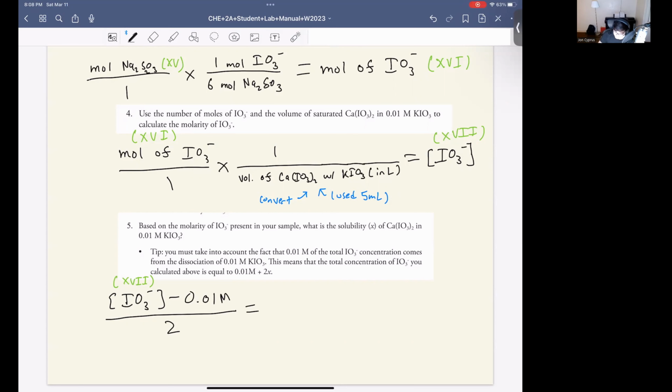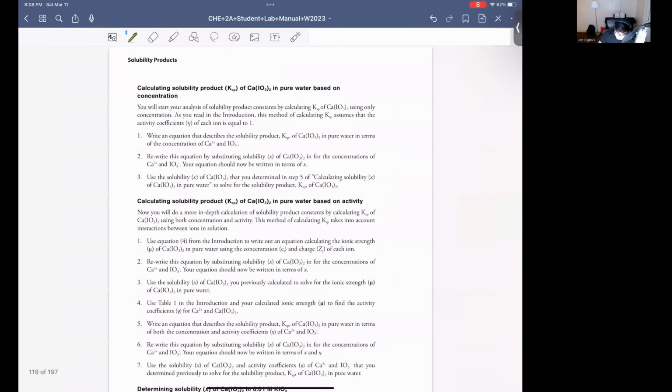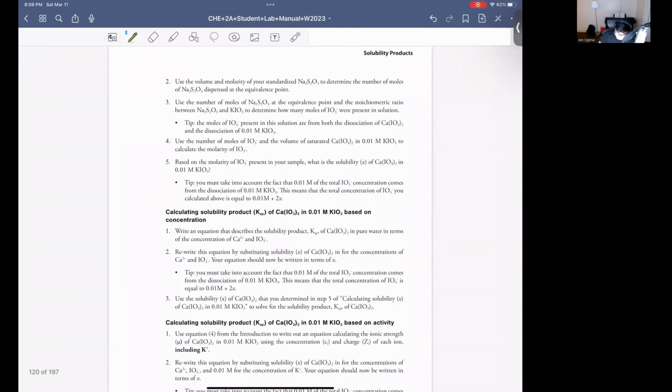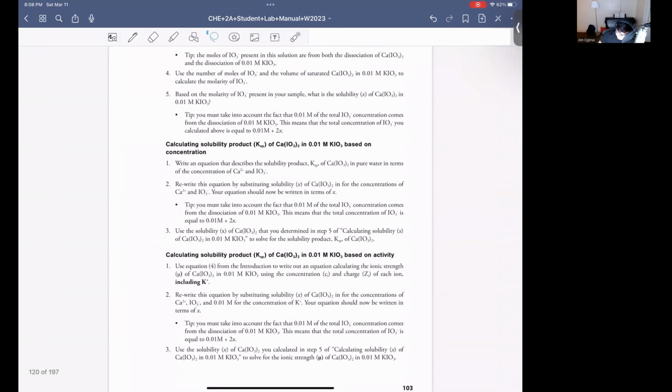All right, so we are going to get the concentration of calcium from this, right? Which is X, right? So that's what it is here. This I'm going to denote with XVIII, and then we will go to the next one here. All right, on to the next section.